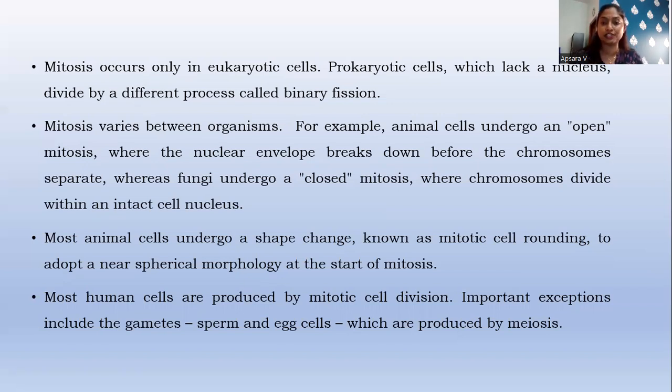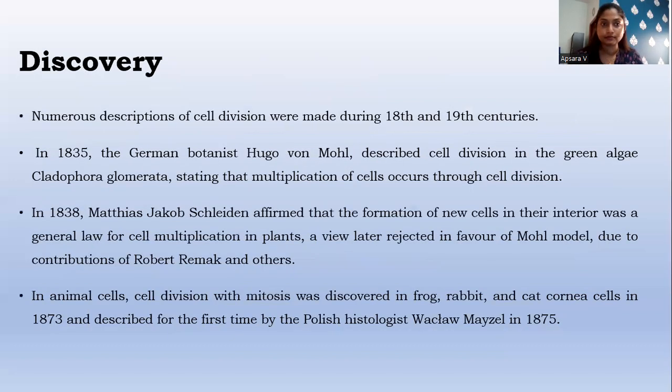Most animal cells undergo a shape change known as mitotic cell rounding to adopt a near spherical morphology at the start of mitosis. Most human cells are produced by mitotic cell division. Important exceptions include the gametes, that is the sperm and egg cells, which are produced by meiosis. So mitosis is applicable only to the somatic cells of the body, whereas the reproductive cells divide via meiosis.